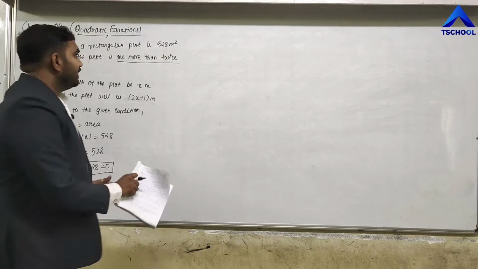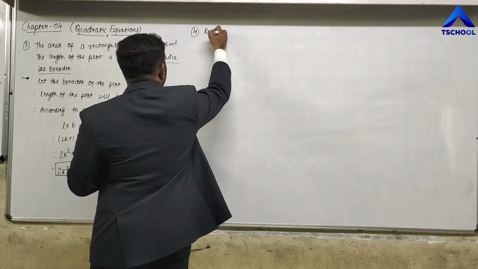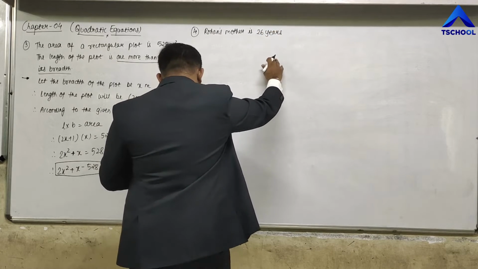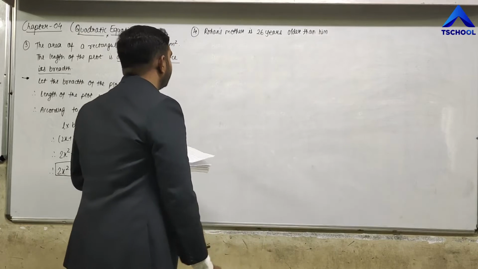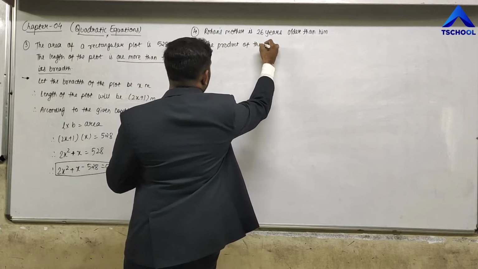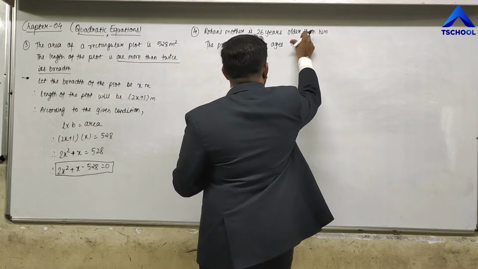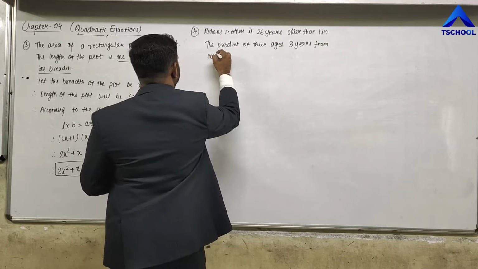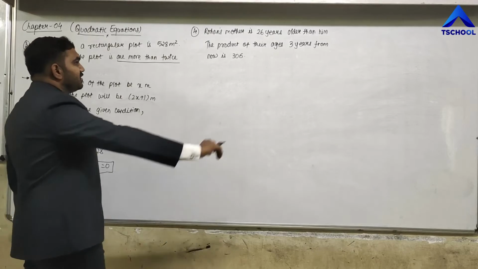One more thing I am having is: Rohan's mother is 26 years older than him, and the product of their ages 3 years from now is 306. So we need to again form a quadratic equation for this case.